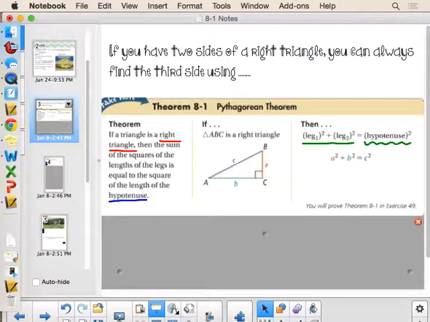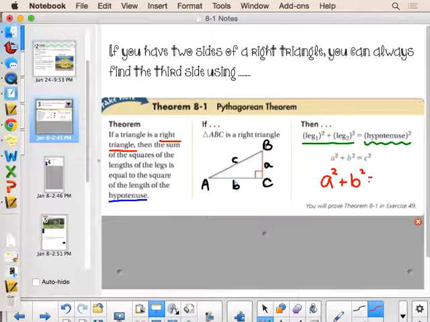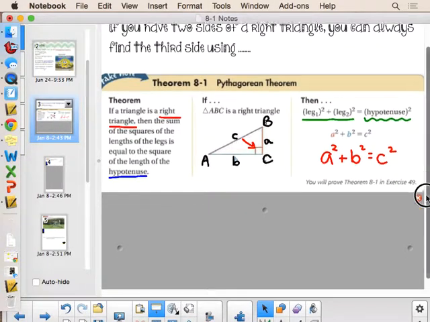So notice I have triangle ABC here. Across from angle A is little a. Across from big B is little b. Across from big C is little c. Capital letters represent angles, lowercase letters represent their appropriate side lengths. So we have a squared plus b squared equals c squared, because c is across from the right angle and c represents our hypotenuse.